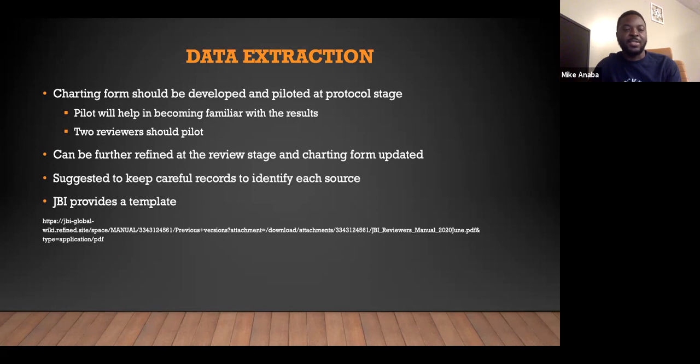For JBI, the advice is that you pilot this before you even begin, and two reviewers should do the piloting to see whether it can identify the things that you need and how you can adjust if need be. It can be further refined at the review stage and the charting form updated. So keep careful records to identify each source, so that if you want to go back, you'll know how you came in contact with this article.